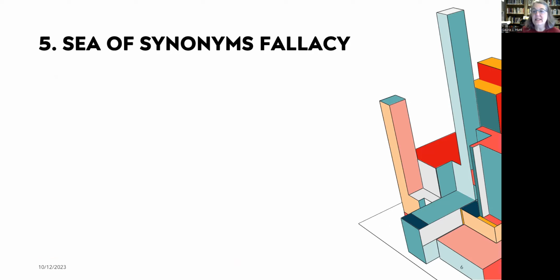We have the sea of synonyms fallacy. This is the idea that words can overlap in meaning without being fully synonymous. So partial synonyms exist. One example is that the same people in the New Testament are called apostles, but they're also called disciples. So in some ways, those two meanings overlap, but they're not exactly the same.